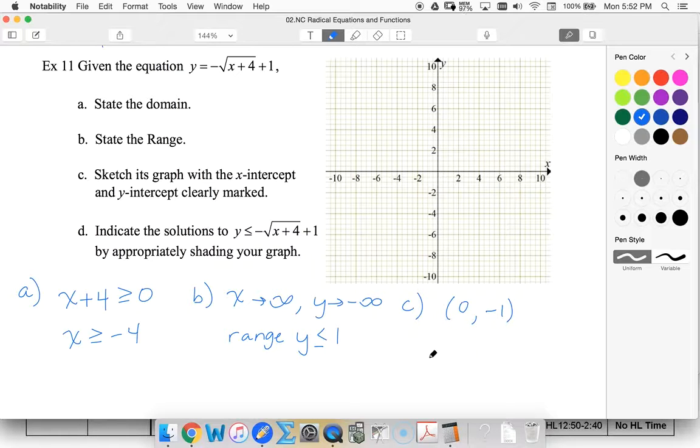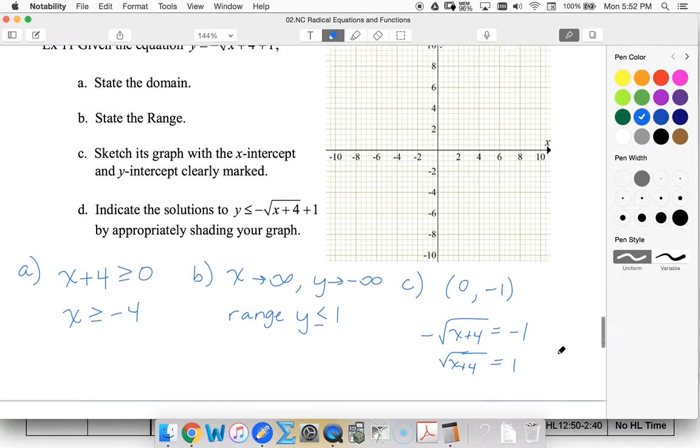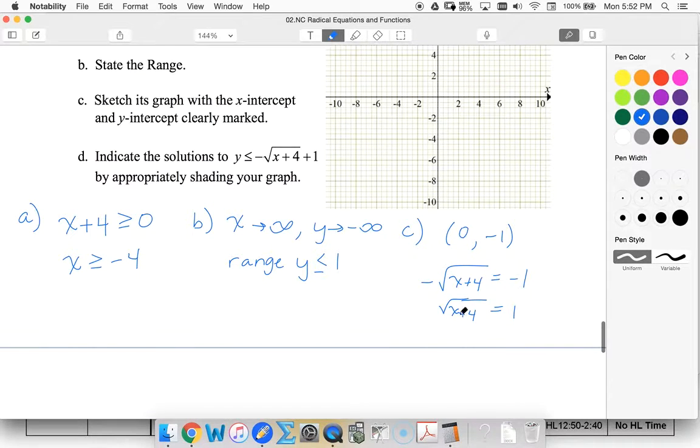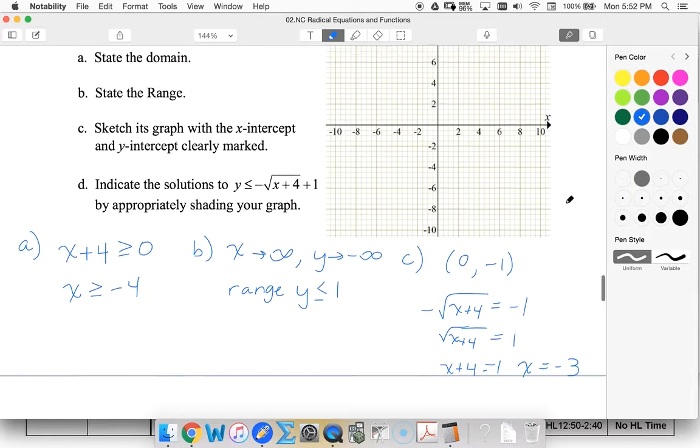My x-intercept I'm going to solve for. Negative root x plus 4 plus 1 equals 0. So I started with making it equal to 0, move the 1 over. Root x plus 4 is then equal to 1. I know the square root of 1 is 1, so x plus 4 equals 1. x equals -3. That fits within my domain, so let's plot these points.